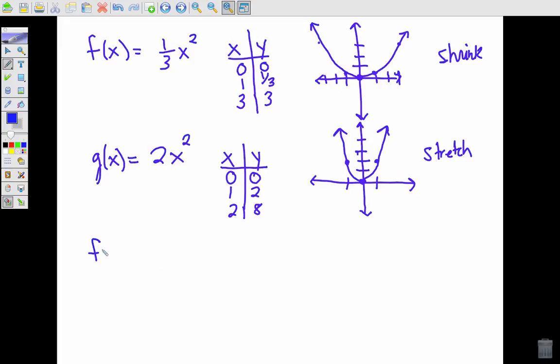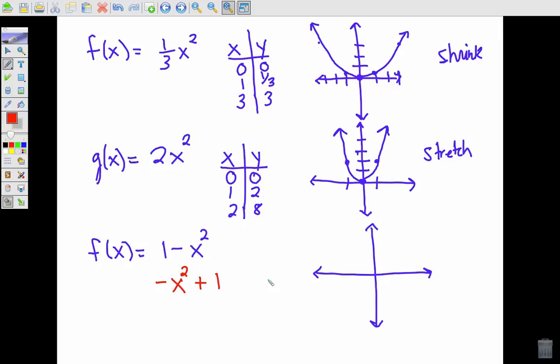Now our third function is f of x equals 1 minus x squared. All right, so here's what I know, again comparing it to the parent graph. A lot of times you may see this being done by changing your equation around, so negative x squared and then plus 1. So here's what I know. This plus 1 shifts the graph up 1 unit. The negative x squared is a reflection. Okay, so it's going to tell us it's going to open down.